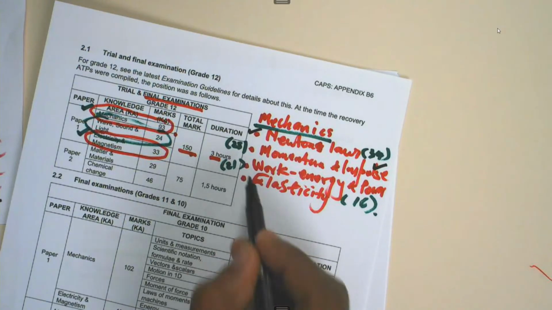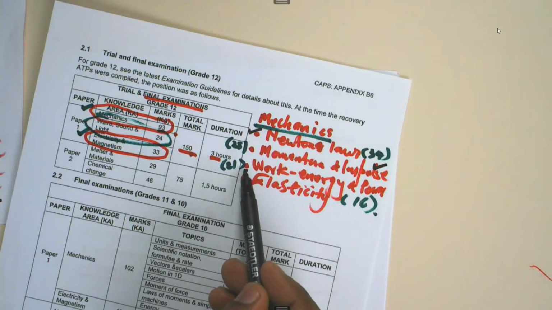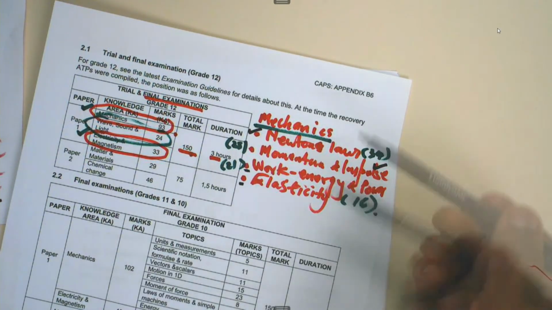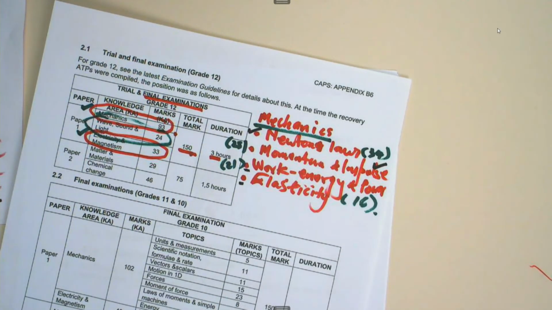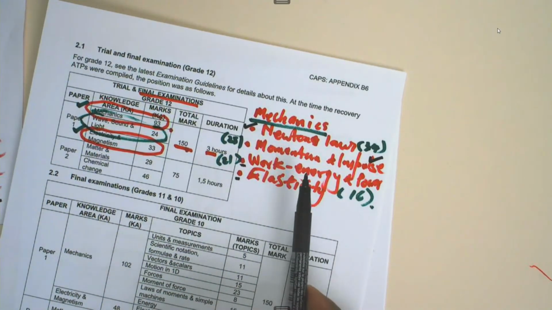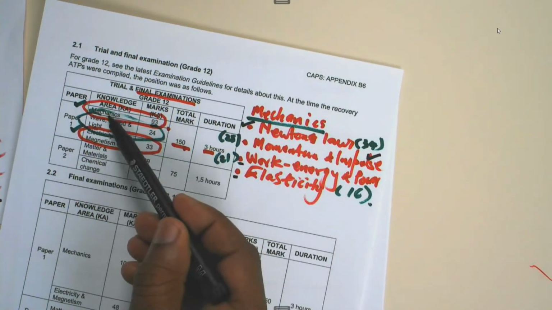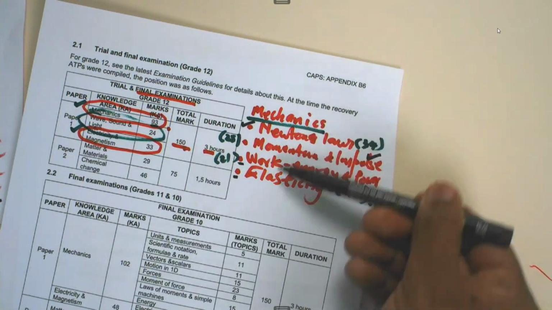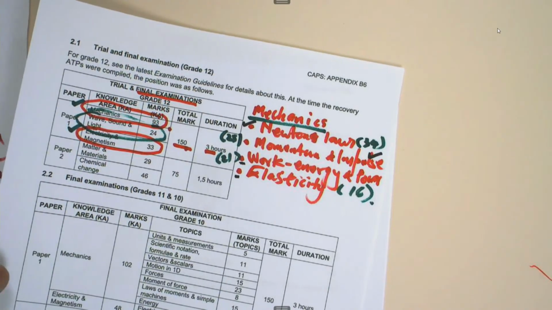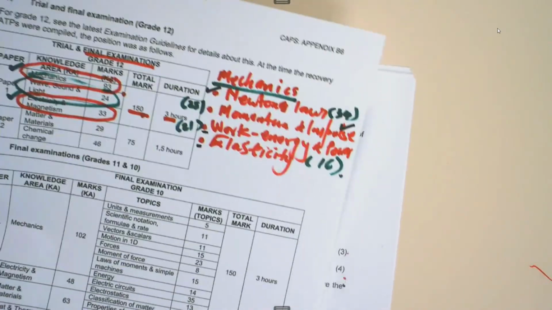So now I'm going to continue with work, energy and power and elasticity. Thereafter we'll move to other concepts, maybe of paper 2. But surely the issue of us getting marks for mechanics should have been addressed in the previous video. So now this is a continuation of what we did.